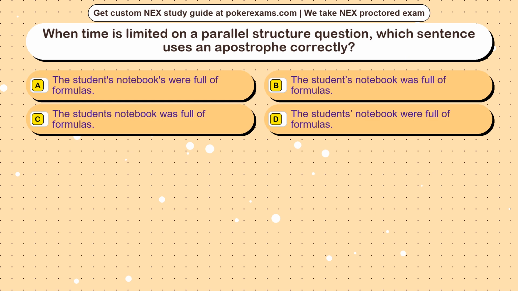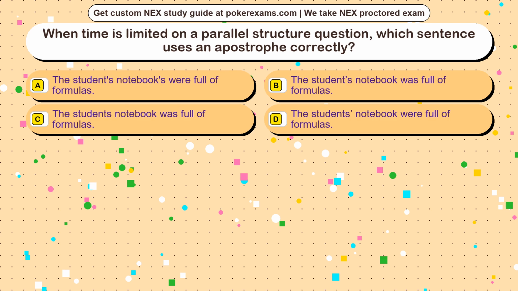Question 5. When time is limited on a parallel structure question, which sentence uses an apostrophe correctly? Option A. The students' notebooks were full of formulas. Option B. The student's notebook was full of formulas. Option C. The student's notebook was full of formulas. Option D. The student's notebook were full of formulas.